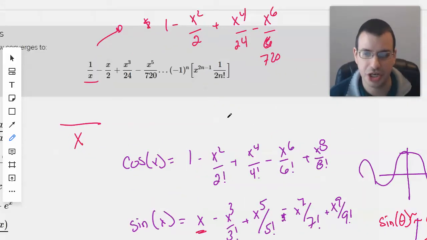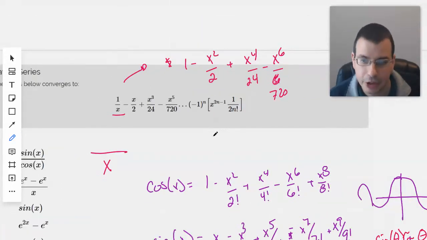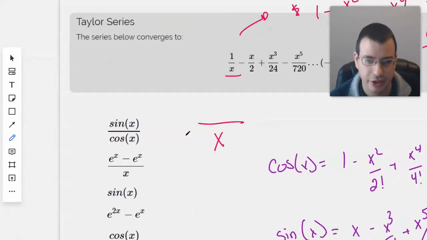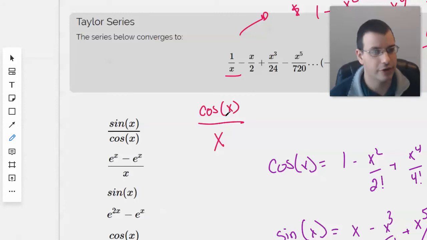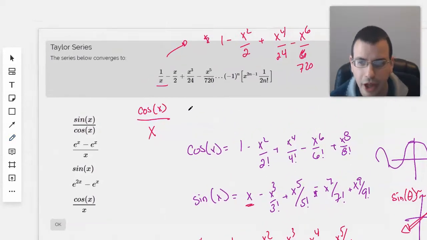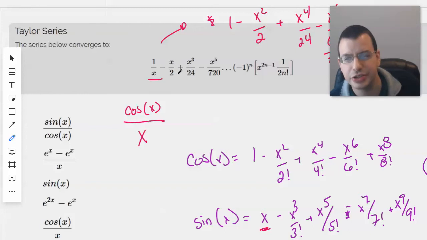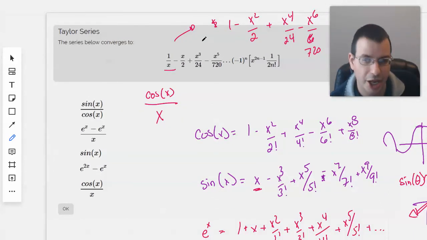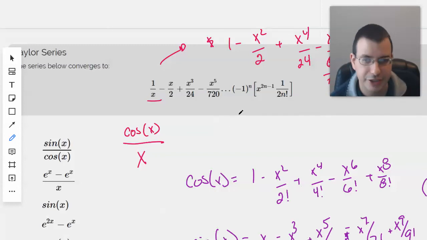It looks like there's a general term there, but I'm not going to think that deeply about this. We can see that this looks like cosine of x. So this is going to be cosine of x over x. Your first thought is you see x to the first, x cubed, x fifth, and you immediately think sine of x because of the odd powers, but really it's the cosine value divided by x.